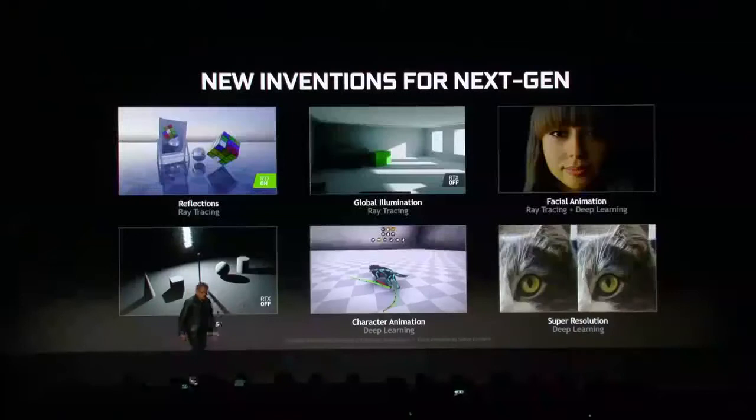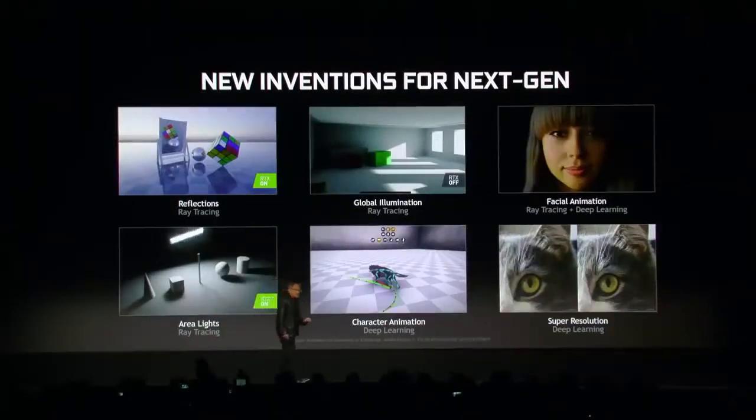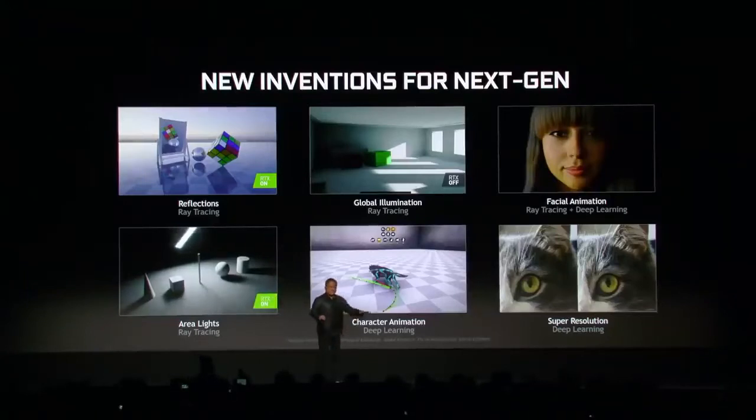Global illumination. Global illumination is necessary when you don't pre-bake the lights. If you pre-bake the lights, if the world changes on you in the video game, all of a sudden your pre-baked lights don't work.